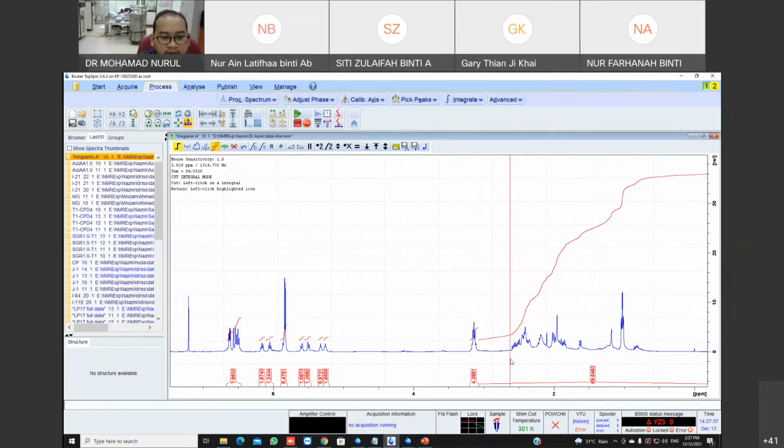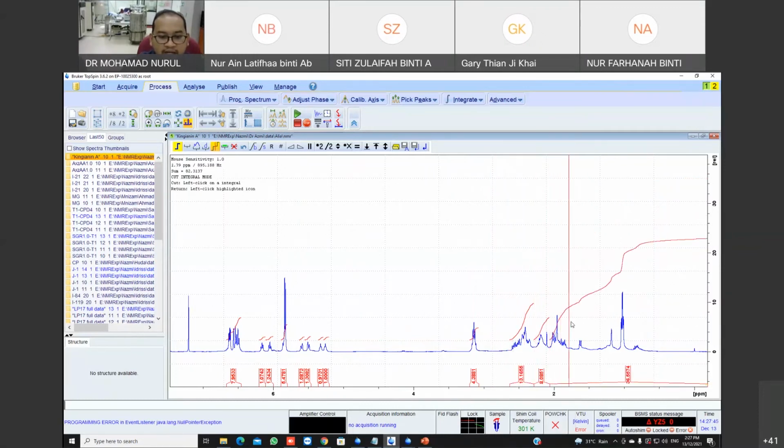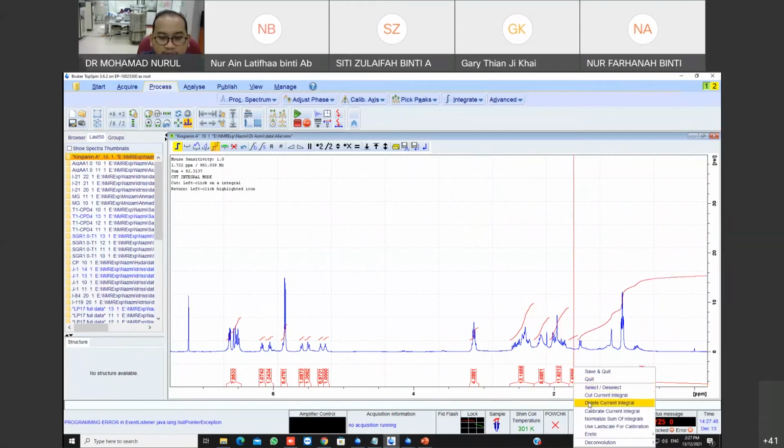Okay, my advice is when you get your NMR, please play around with your own data. It's better rather than I give you my data. Okay. Macam nanti kalau dapat data itu kan?